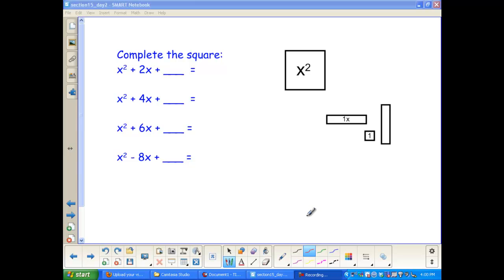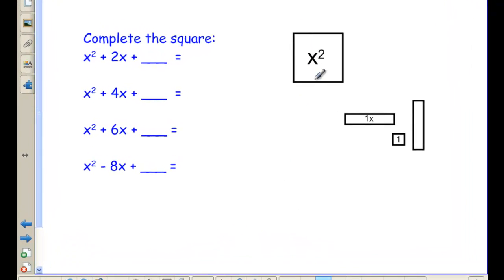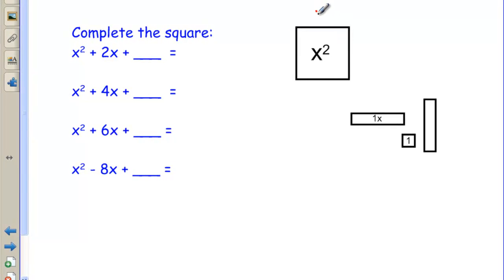All right, here we go with completing the square. So this is a square. Yes. Its dimensions are x by x. Now, this is also a square. Its dimensions are 1 by 1. And then I'm going to introduce these friends whose dimensions are each 1 by x.